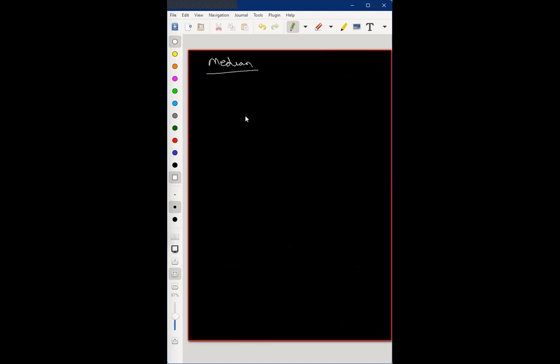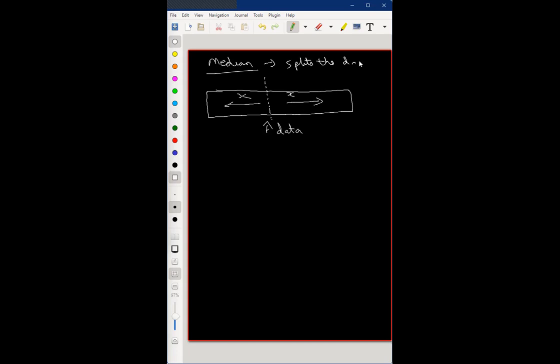What is median? Like the name suggests, it's called the median or the middle term, right? So it is that value. Supposing we have a data set of numbers, this is our data set. We need a value which will split the data set into 2 equal halves. So the median splits the data into 2 equal halves. We have one data set here and one data set here. This is the middle value.